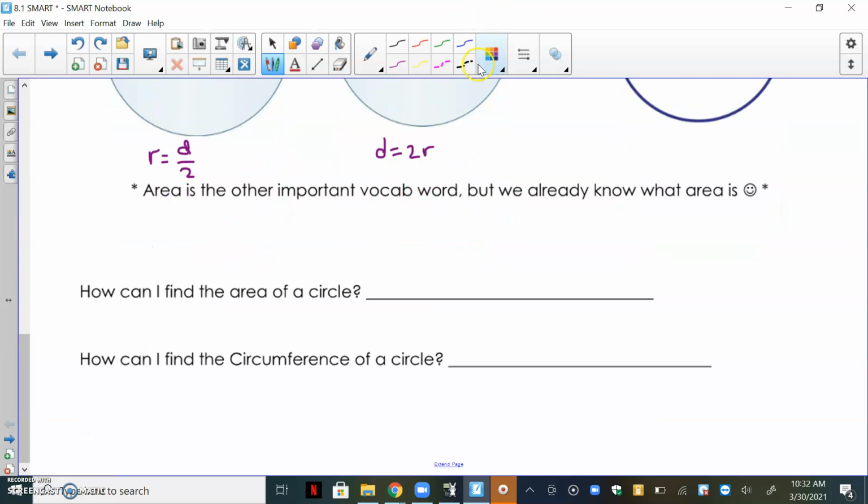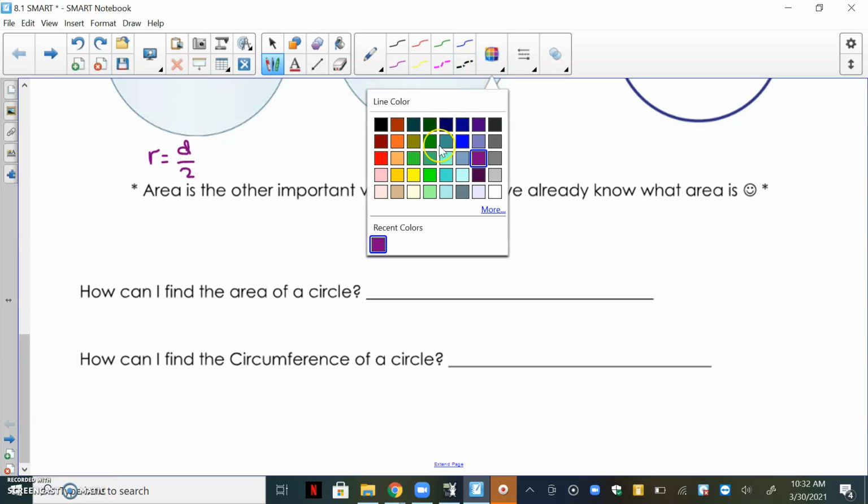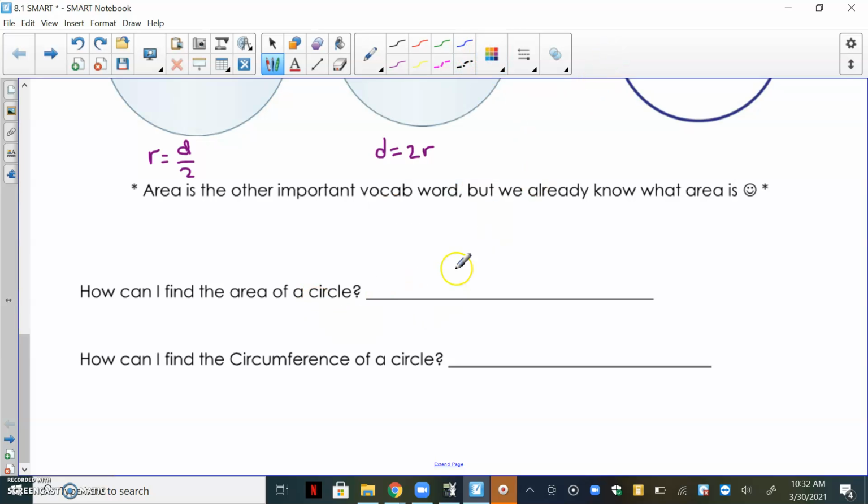So that brings us to how we actually find the area and circumference of a circle. The area has a formula, and it is 2 times, oh sorry, that's not right. It is pi times the radius squared, all right? And the circumference is 2 times pi times the radius. The other version of this is just pi times the diameter.